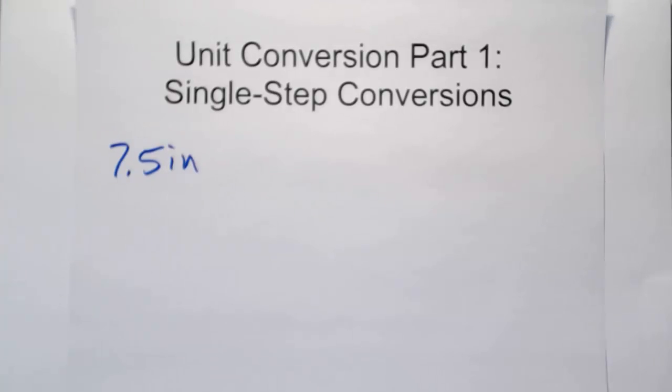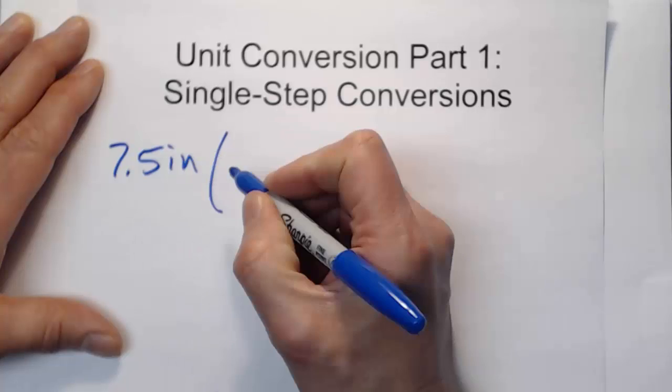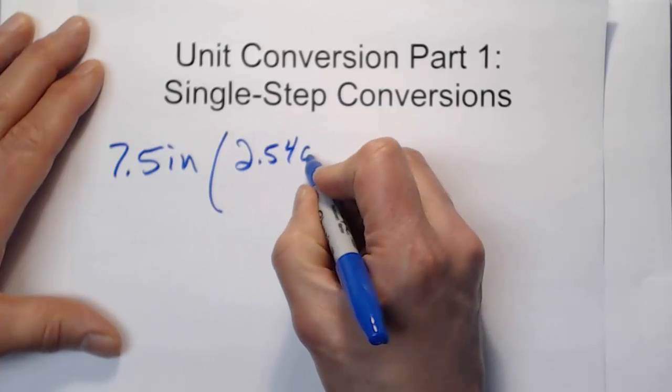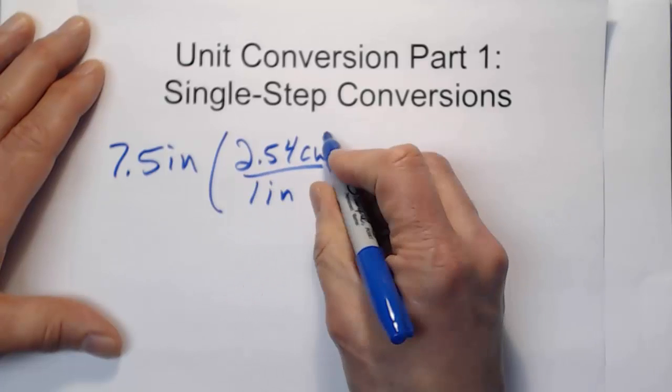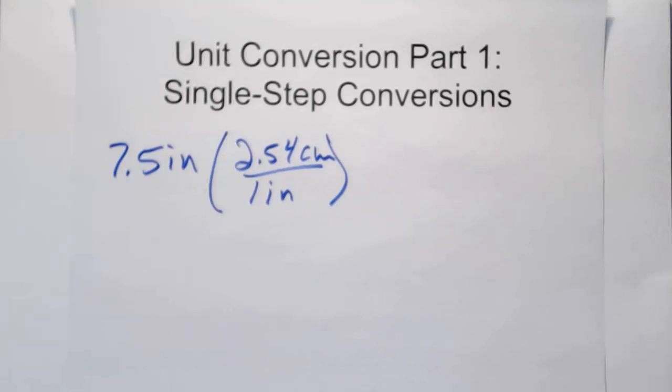So I'll start with a real simple example. 7.5 inches. I want to convert this to centimeters. On this first problem, I'm just going to do the problem, and then I'll talk about the reasons for things later. So, converting to centimeters, I'm going to use the fact that 2.54 centimeters is equal to 1 inch. And by the way, 1 inch is defined to be that many centimeters.